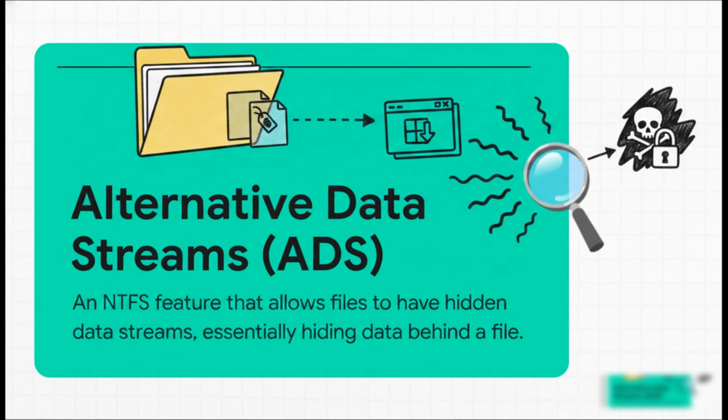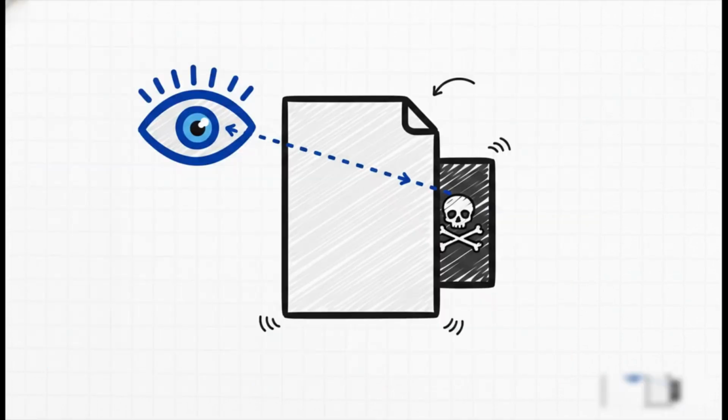Now, this is where it gets really interesting. There's this lesser-known feature of NTFS called alternative data streams. It's a totally legitimate feature that lets a web browser, for example, tag a downloaded file with info about where it came from, but like so many legitimate features, it can absolutely be abused. And yup, this is a classic tactic for attackers.